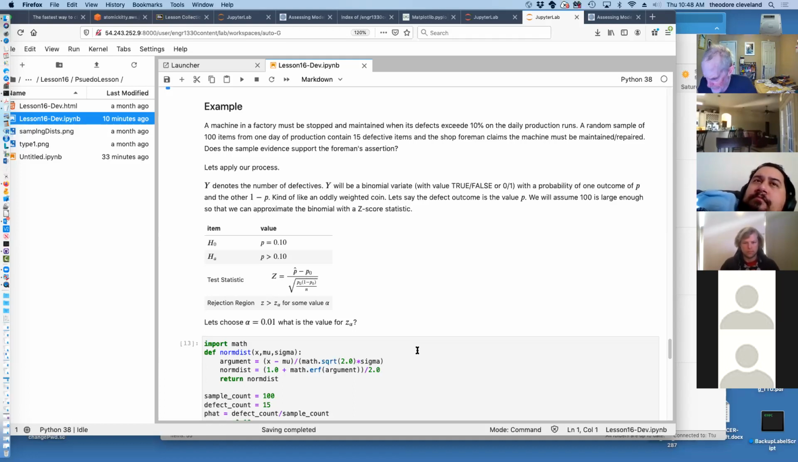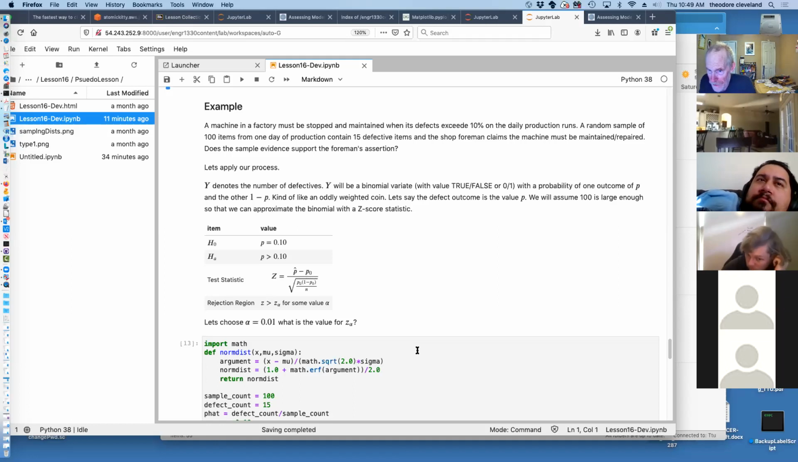So let's re-examine that question carefully. If we take 100 random samples and we find 15 defects, using our knowledge of probability, statistics and Python, does that defect count provide sufficient evidence that we are exceeding our 10% defect rate on daily production runs? So let's apply our hypothesis testing process.